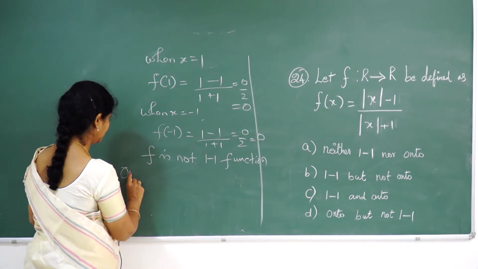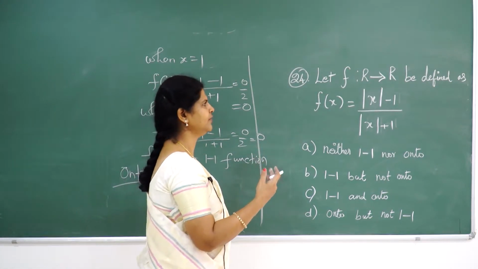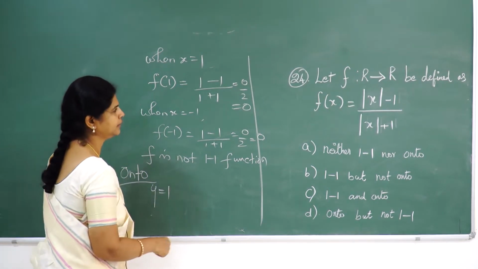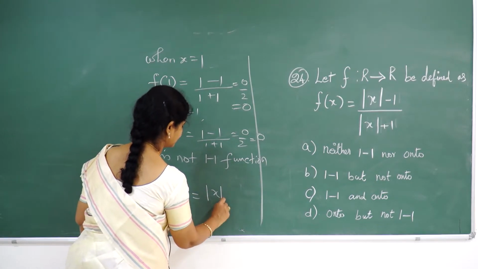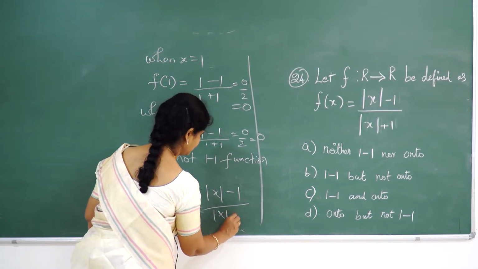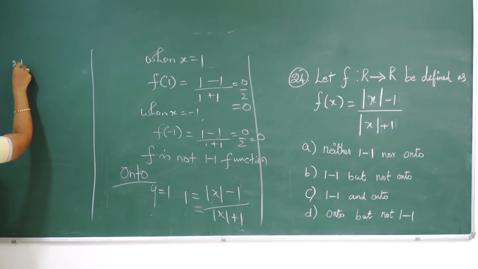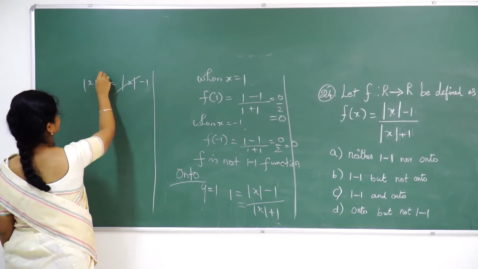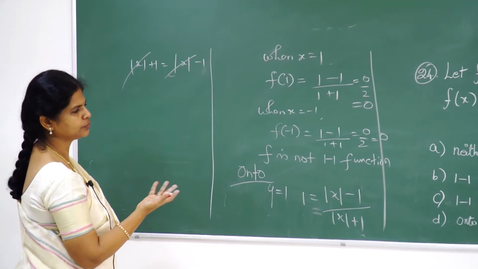Next you have to check the onto condition. For the onto condition, let us substitute a y value. Suppose you substitute y equal to 1. Then 1 is equal to (|x| - 1)/(|x| + 1). Cross multiplying, you get |x| + 1 equal to |x| - 1. So these two get cancelled, which is a false statement: 1 is not equal to minus 1.